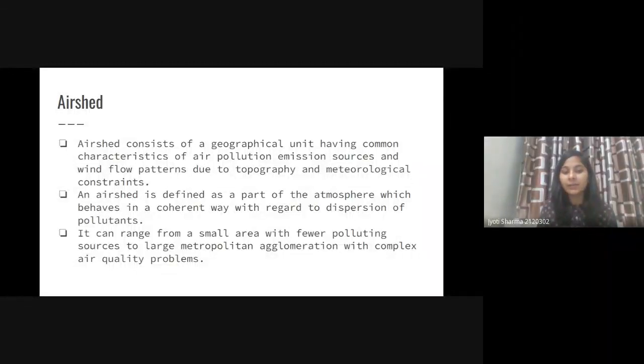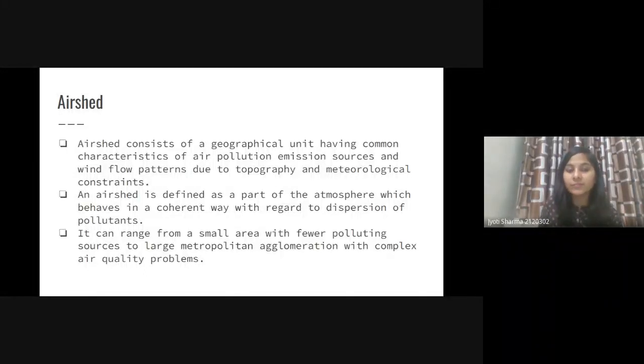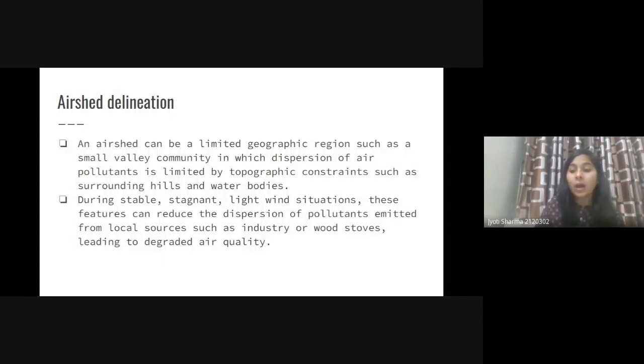This can range from a small area with fewer polluting sources to a large metropolitan agglomeration with complex air quality problems. So the size of that airshed can vary. It can be a very small area, and it can also be a very large area. Then how will we define the boundary of our airshed? Based on our problem, we can define airshed differently. For example, airshed can be defined as per the geographical region.